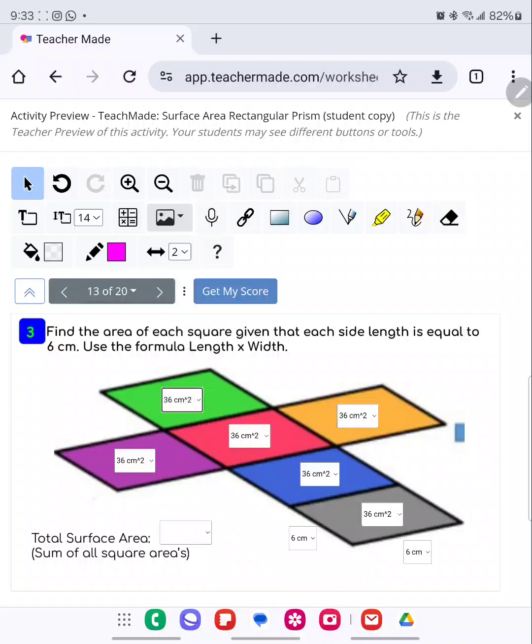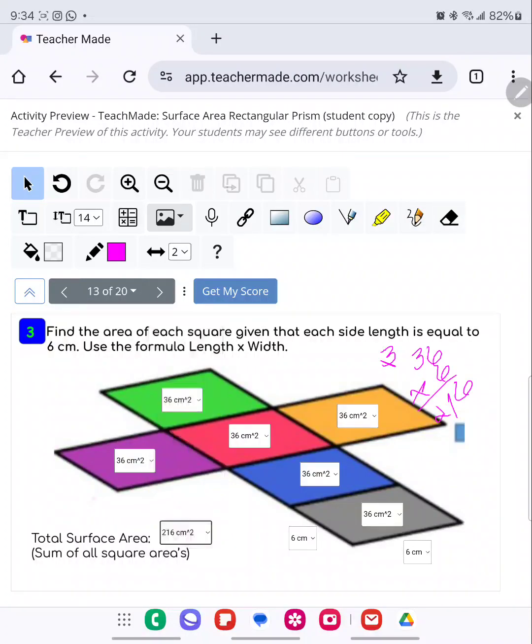So let's go ahead and add up the total areas. There's a total of 1, 2, 3, 4, 5, 6 of them, right? So we can multiply. You can either add 36 6 times or just multiply, in this case, 36 times 6. 6 times 6 is 36. 6 times 3 is 18, 19, 20, 21. So this is the total surface area of this net right here.